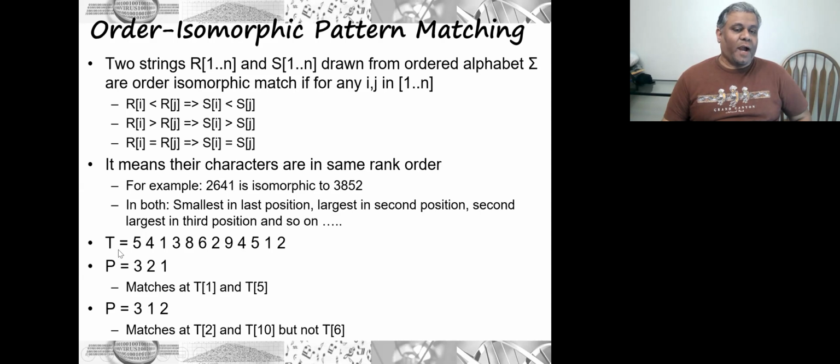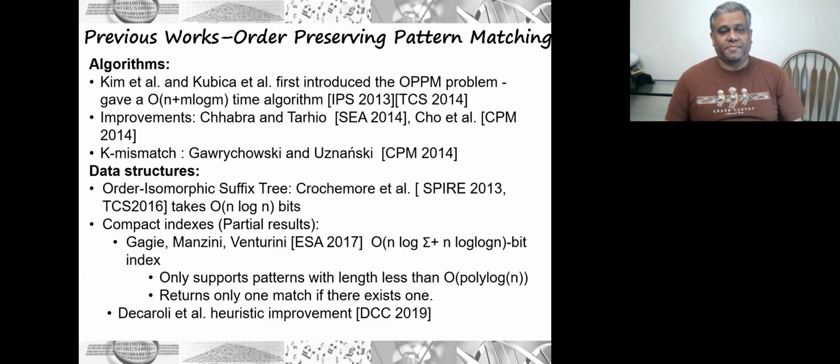When we do order isomorphic pattern matching, we have this text T and we say pattern P matches at T1 because 3 2 1 is the same as 5 4 1. It also matches at T5 because 3 2 1 is a decreasing sequence, and 8 6 2 is also a decreasing sequence. So it's the same permutation or rank order. 3 1 2 matches 4 1 3 at location 3. Why? Because the first is the largest, then the smallest, and then the middle. But it does not match at location 6, which is 6 to 9, because 9 is the largest now. So that is what order isomorphism is: it has to represent the same permutation.